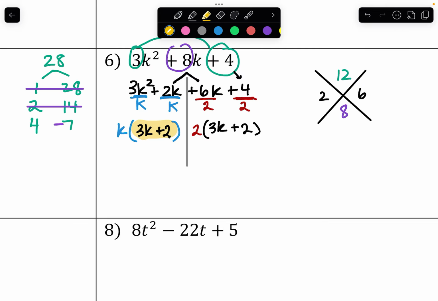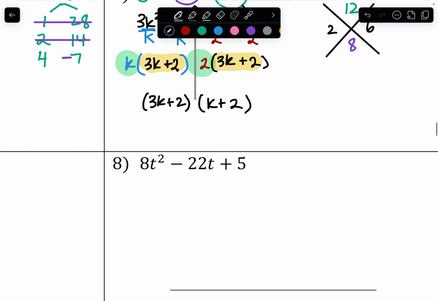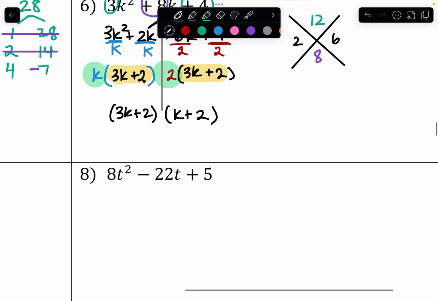So notice our parentheses match. That means we've done everything right. 3k plus 2 is one of my factors. And the other factor comes from the k plus 2. It's positive. Make sure you write it in that order. And so this would be our final answer. I'll get rid of this highlight.